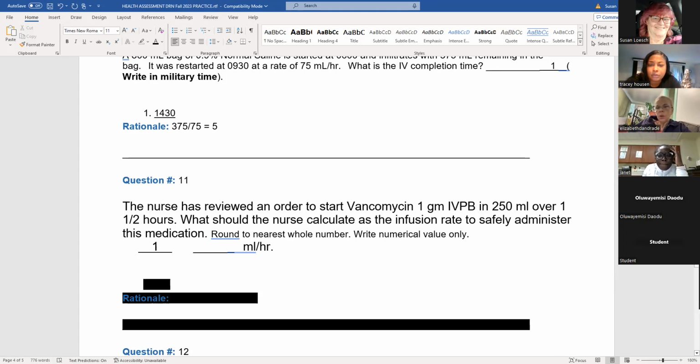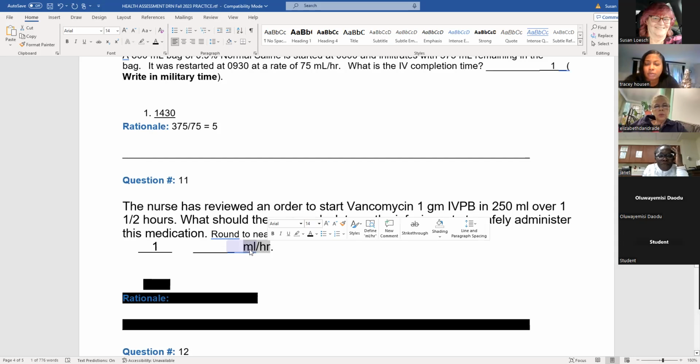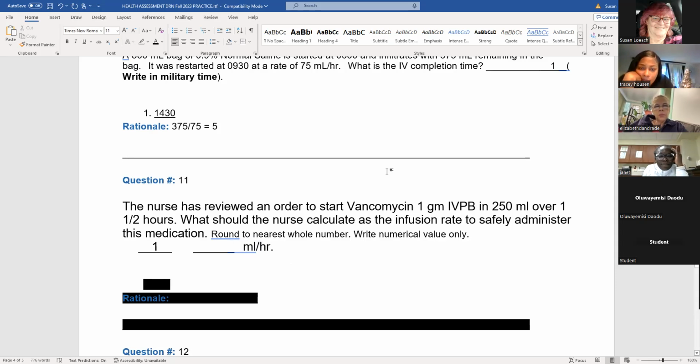And your clue is kind of right here, but also the fact that you don't have a desired dose and you don't have something on hand to put that desired dose over. It's just telling you that you have in order to start this Vanco. All in all, this is asking you to calculate the rate, and your rate is going to be mLs per hour. So what's your total mLs here?